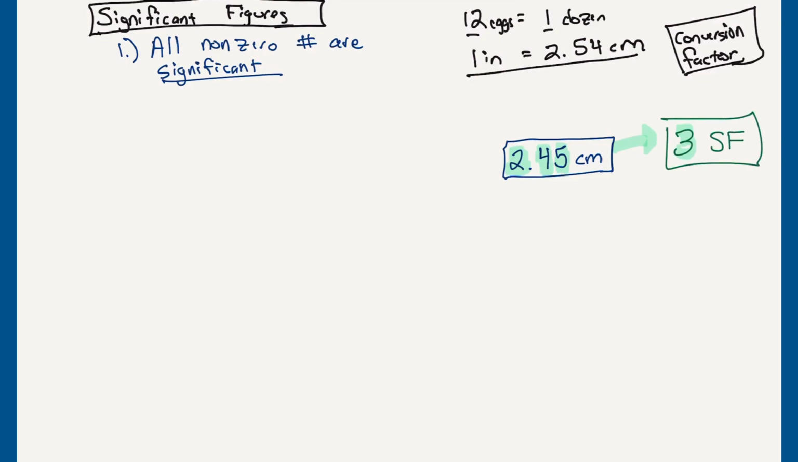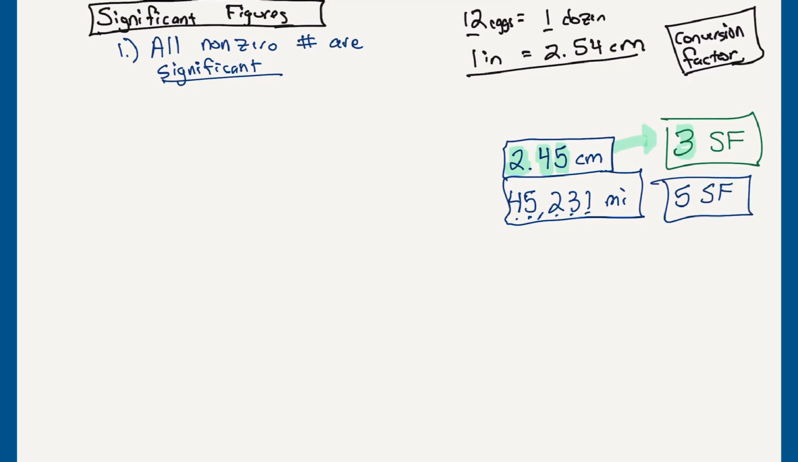Okay? Something like this number would have, let's say, 45,231 miles, let's say. That's a lot of miles. But that number right there has 1, 2, 3, 4, 5 non-zero numbers. So therefore, it has 5 significant figures, and that's how we would record that. So the first one is the easiest rule of all of them. Okay? The second rule is about zeros.